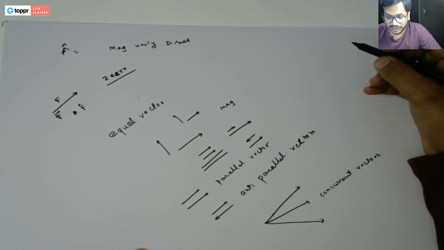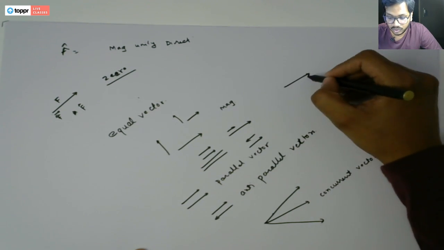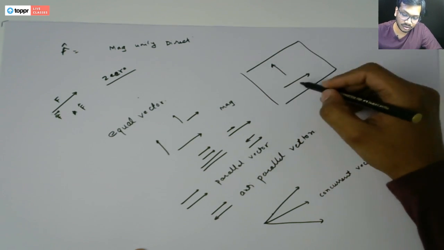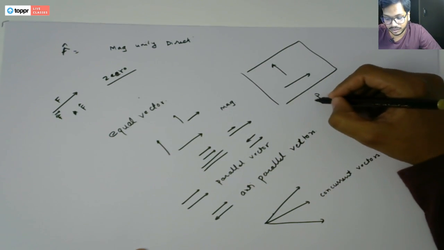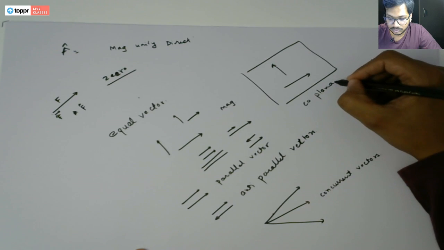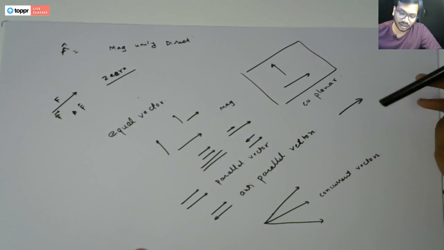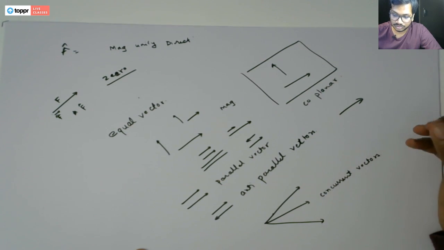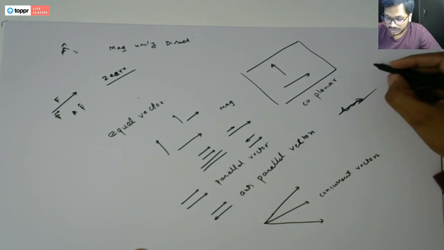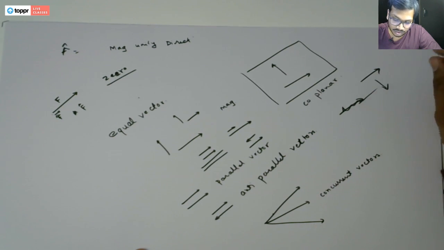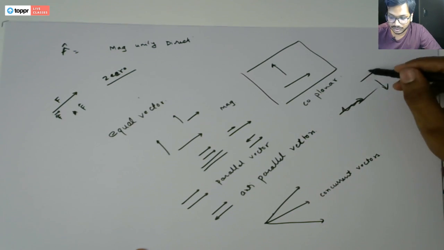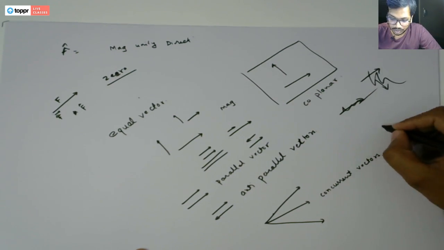Then there are coplanar vectors. So let's say these are the two vectors and they belong to this plane. They are coplanar vectors. If we had one vector this and the other vector was this, let's say we have three vectors, 1, 2, and this is the third one. They would not belong to the same plane, and that is when we would say that all the three vectors are not coplanar.